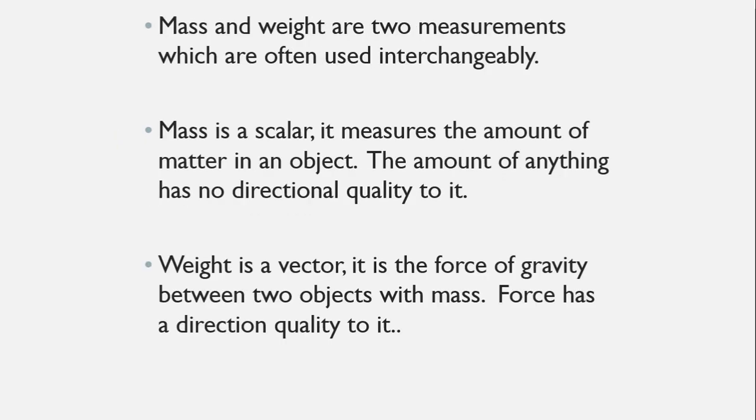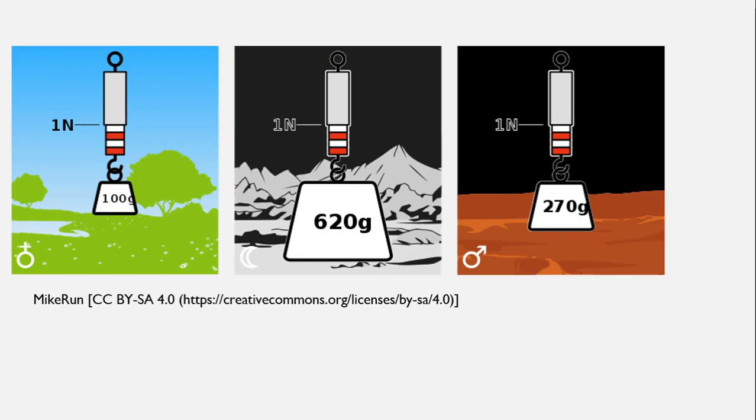All right, mass and weight are two different measurements. A lot of times we use them interchangeably. Mass is a scalar measurement, and it's just the amount of matter. Weight is the force of gravity between two objects with mass. This is another thing you're probably going to see more of in physics than in here, but force actually has a direction to it. Okay, and we're going to skip this part because it's really not important to what we're doing.